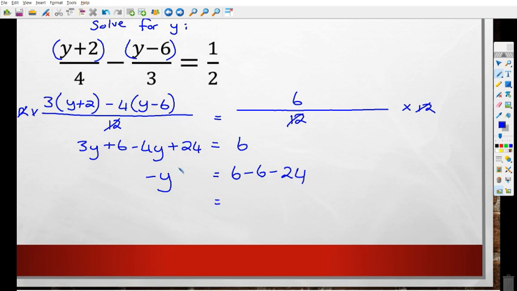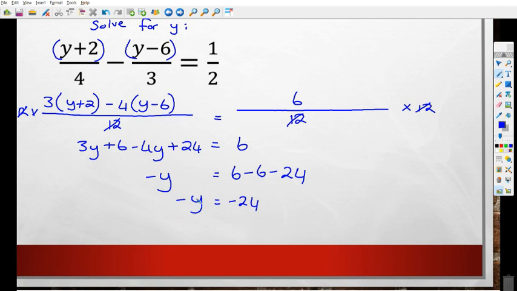Right, or you can just say, okay, I'm going to take them across. Okay, whatever makes you happy. Alright, then we've got 6 minus 6, which is 0, minus 24. Right, and we've got minus y. I want just y. Okay, I'm solving for y, not negative y.